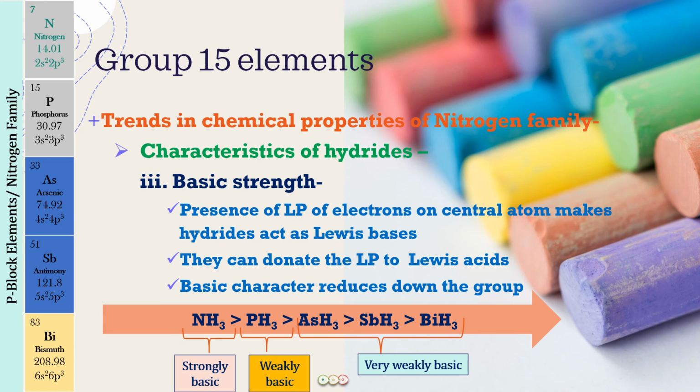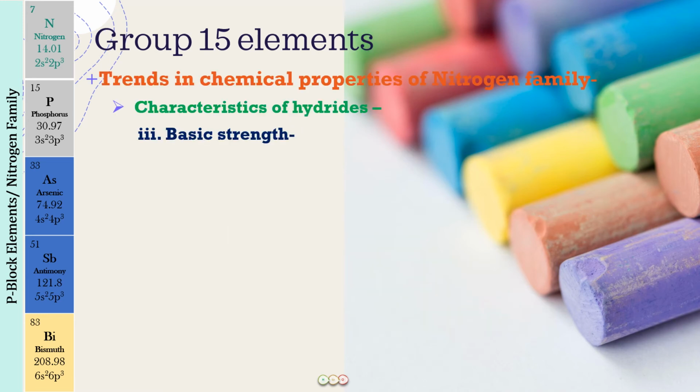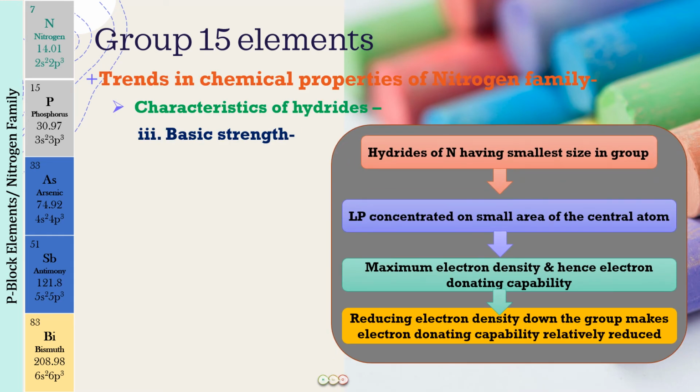Okay, now why is this so? Let us understand that. So you all now know that nitrogen is the smallest of the group 15 elements, and as we go down the group, the size of the central atom is going to increase. So the hydrides of nitrogen have the smallest size. The lone pair present on nitrogen will be concentrated on a small area of the central atom, and therefore it will have maximum electron density, and hence the electron donating capability is going to be more.